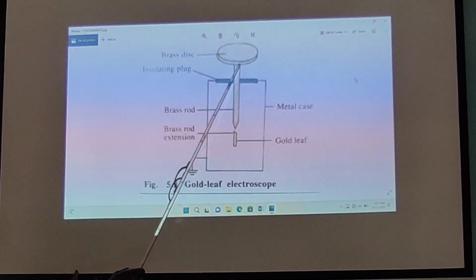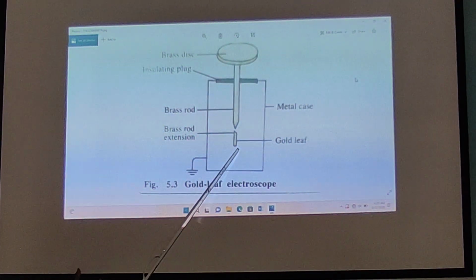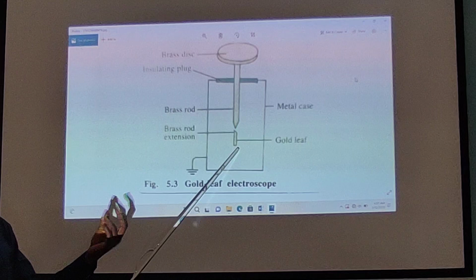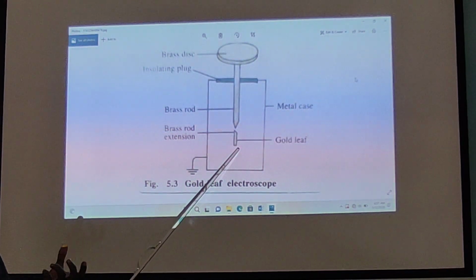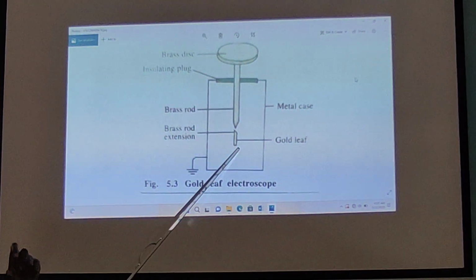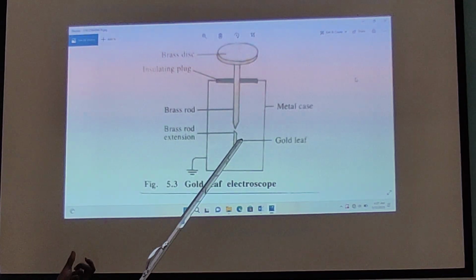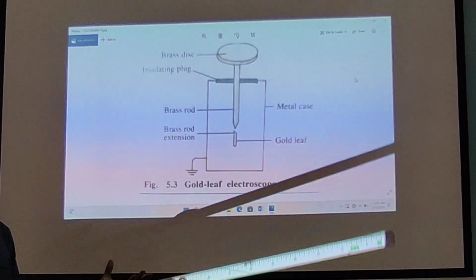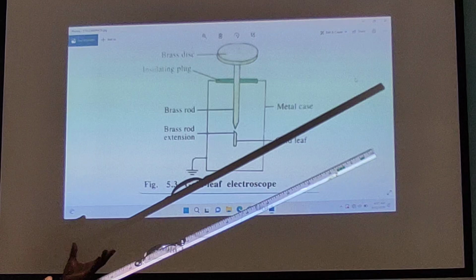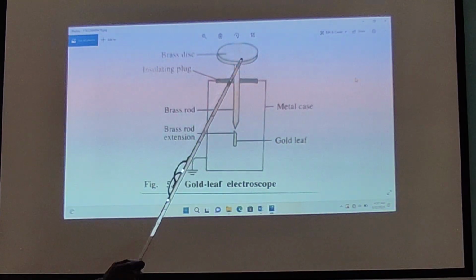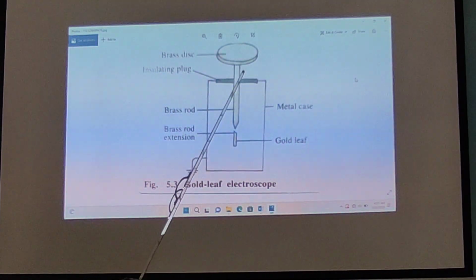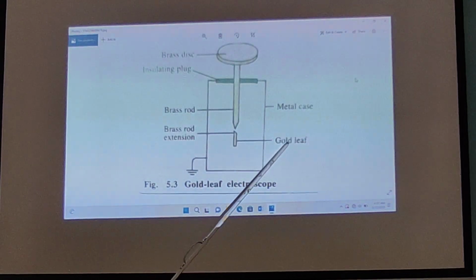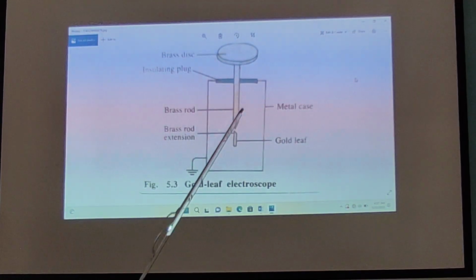The brass disc also has a brass rod that is joined together with the gold leaves. The gold leaves are the most sensitive and most important part of the device. They are normally two, so that they easily open. So the brass stem or brass rod is joined together with the gold leaf.